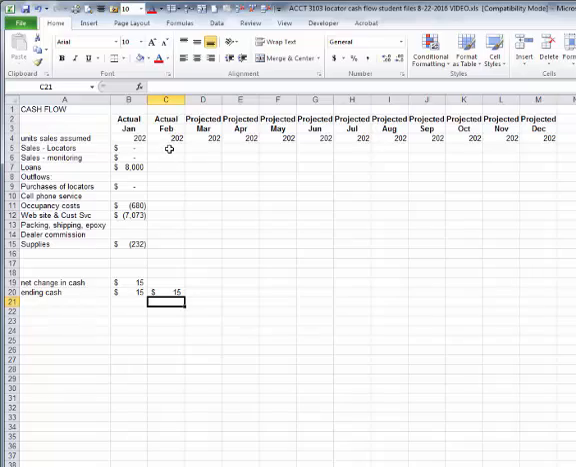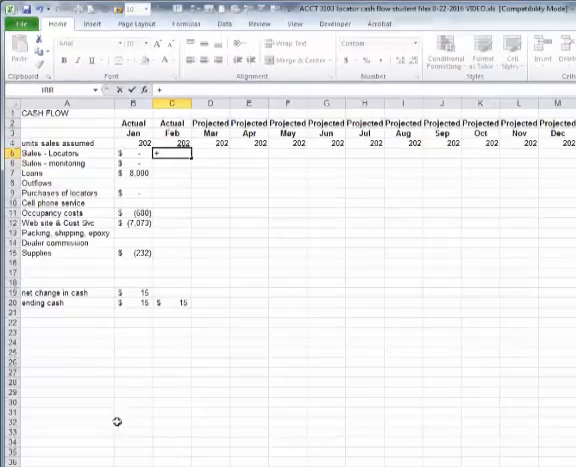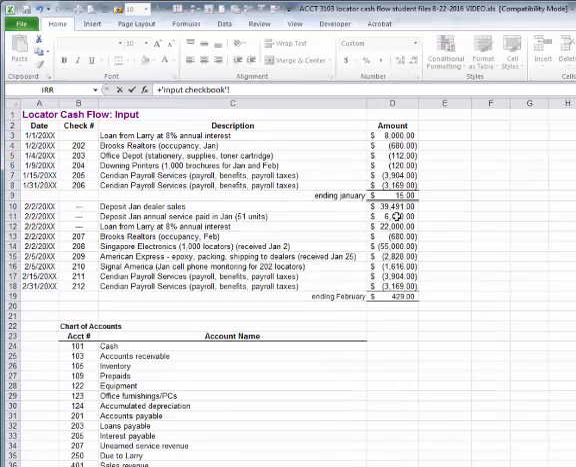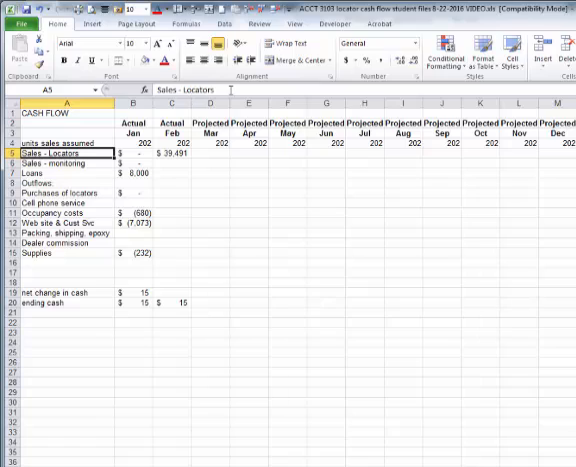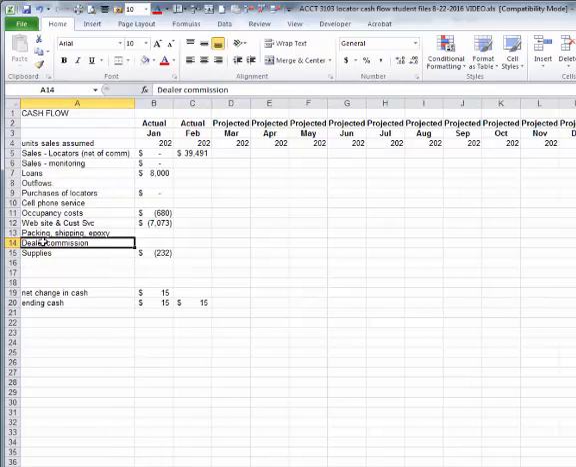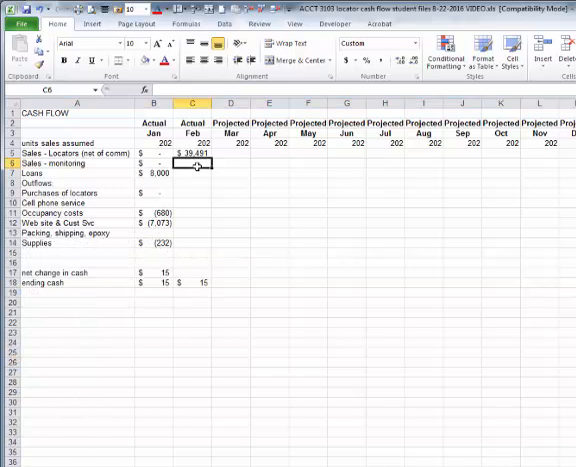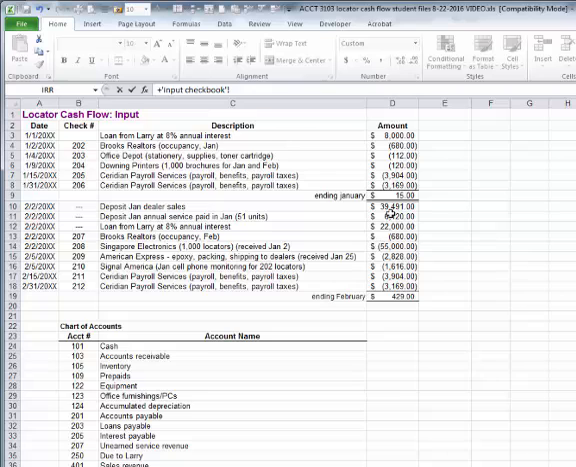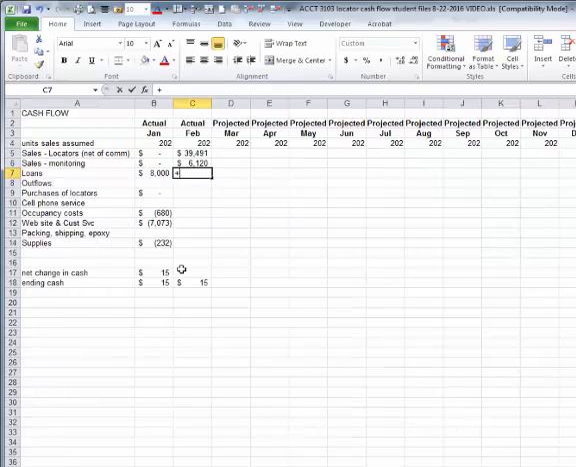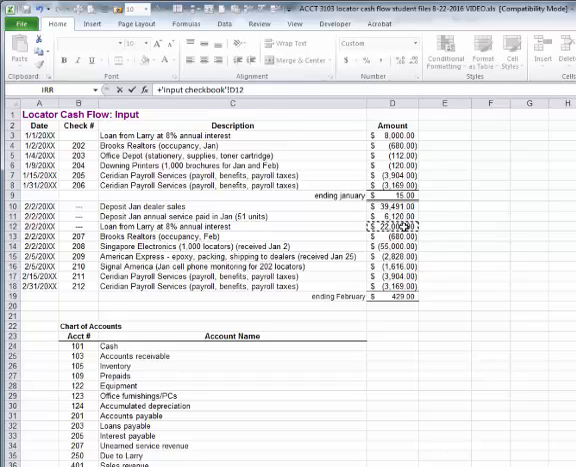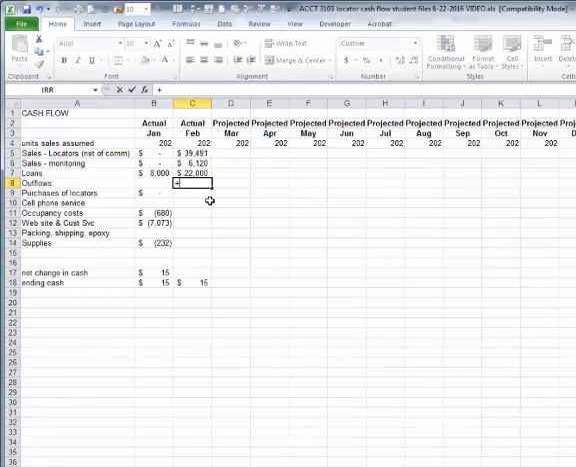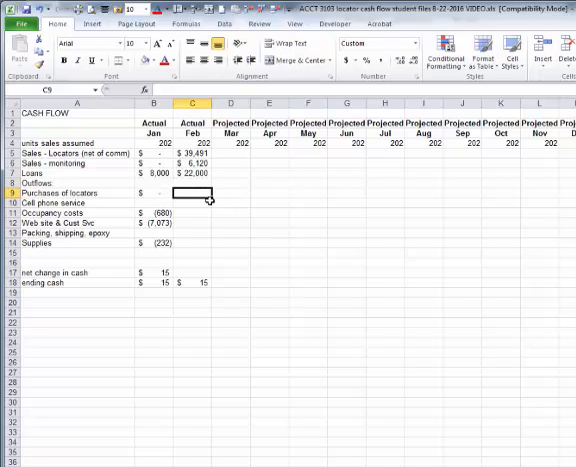Let's put in February. Now, February, we did have some deposits. So let's put what the deposits were. Okay, and we can make these net of commission if we want. And then we don't have to have a separate line for commission. That's up to you. You can certainly do it either way. All right, and we did get some monitoring, not as much as we thought. We got another loan too, right? Maybe another 22,000. And then, now we did purchase some locators in February, so let's get that in there.